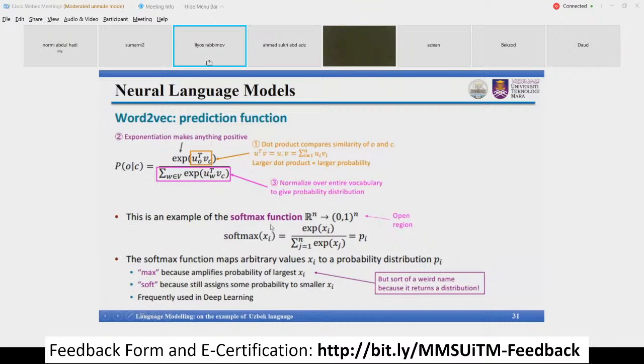This is an example of the softmax function. The general expression of the softmax function is described here. The softmax function maps arbitrary values x_i to a probability distribution p_i. Max because it amplifies the probability of the largest x_i. Soft because it still assigns some probability to smaller x_i. Softmax is very frequently used in deep learning techniques.